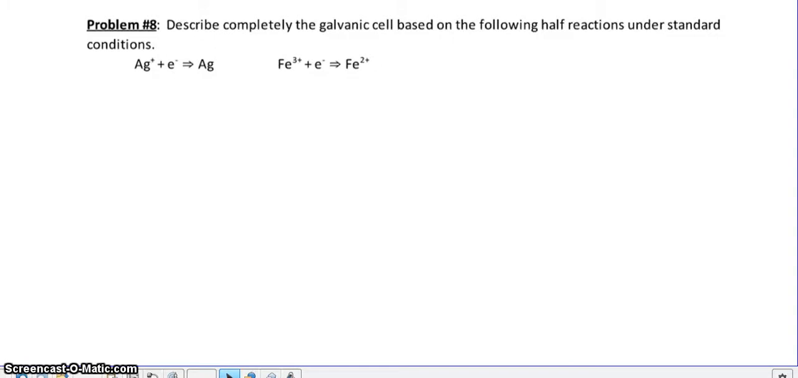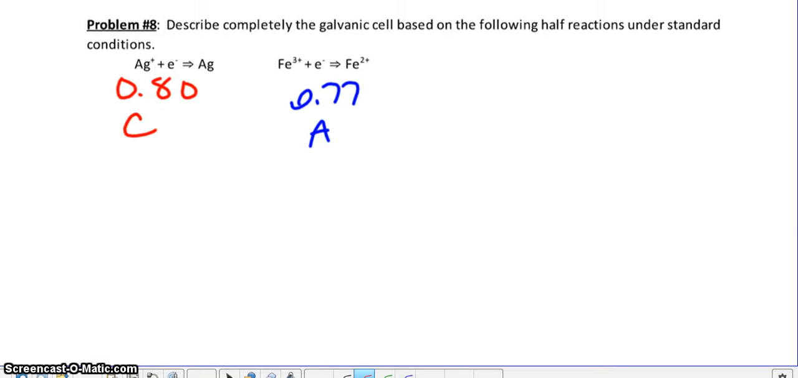All right, hopefully you found where the silver ion is, 0.80, and the iron 3 plus is 0.77. So they're both positive numbers. What do we need to do? Do you remember what we said? The one that is least positive will be oxidized. So the iron is your anode because that's where oxidation occurs. So your silver is at your cathode, red cap.